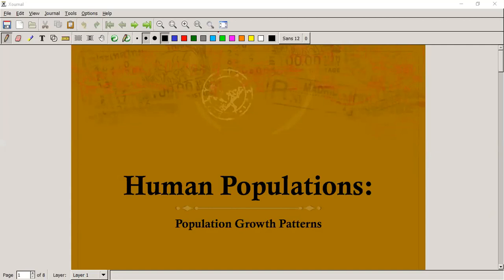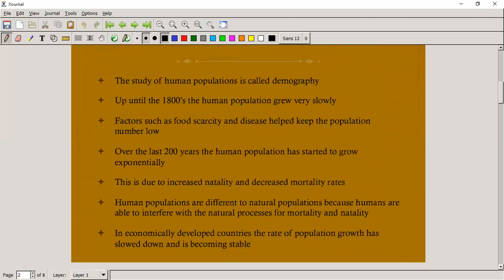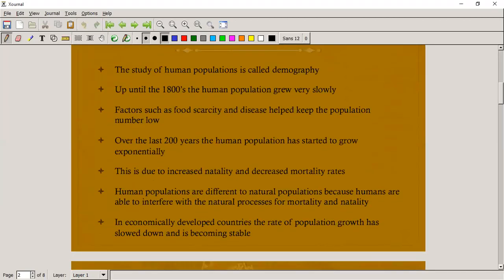Let me just make sure I am sharing the correct screen here. Yes, I am. Okay. Now, if we take a look at population growth patterns, we call the study of human populations demography. And if you take geography, you will be familiar with that word.